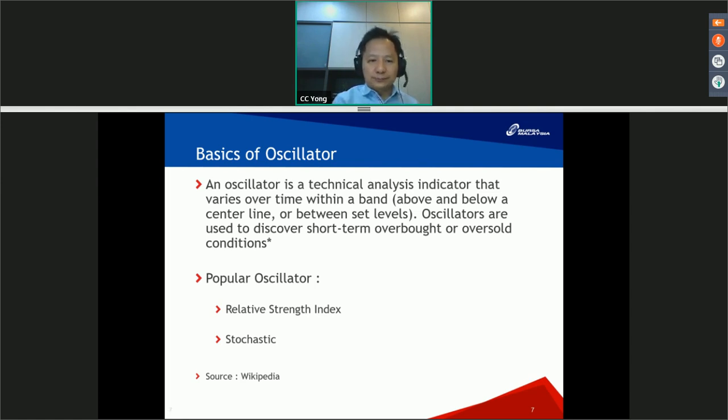Now, the basic first thing: an oscillator is an indicator that varies over time within a band, above and below certain levels. I'll show you in a chart. Usually it will tell you two levels, which are overbought and oversold. This is very closely related to support and resistance. So if you apply them together, it should give you some positive results in your trading. We'll focus on two only, which are RSI and Stochastic.